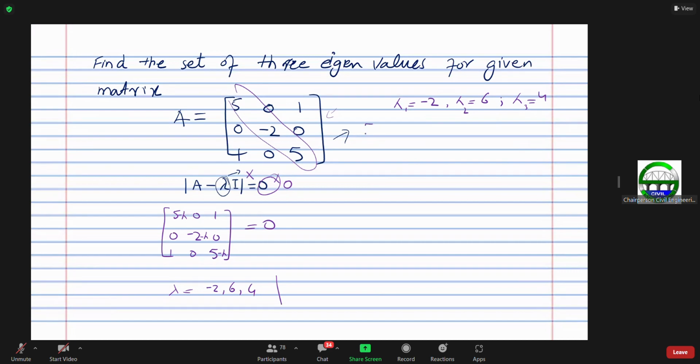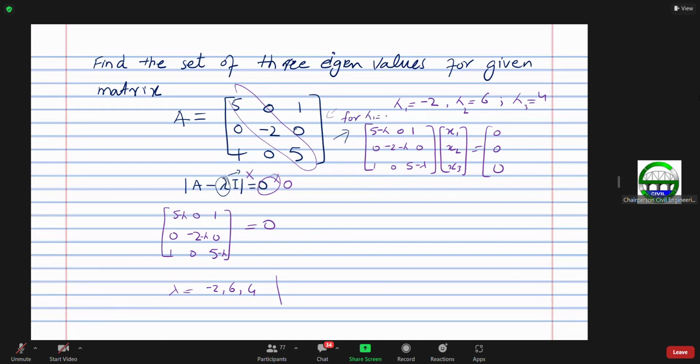The matrix is 5 minus lambda, 0, 1; 0, minus 2 minus lambda, 0; and 1, 0, 5 minus lambda, multiplied by x1, x2, and x3, equals 0, 0, 0.